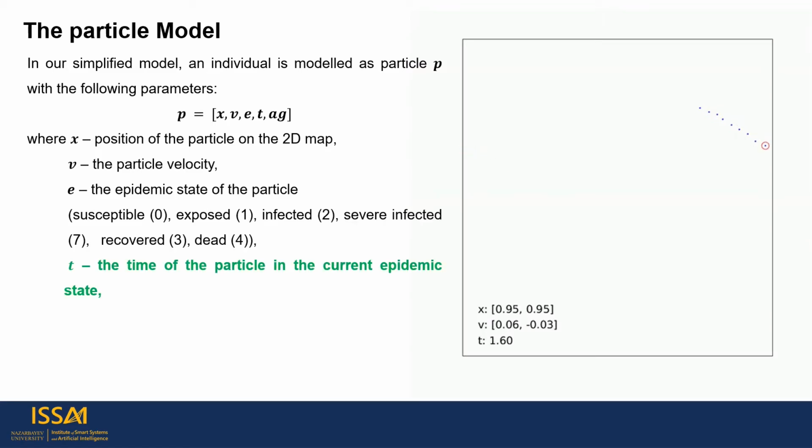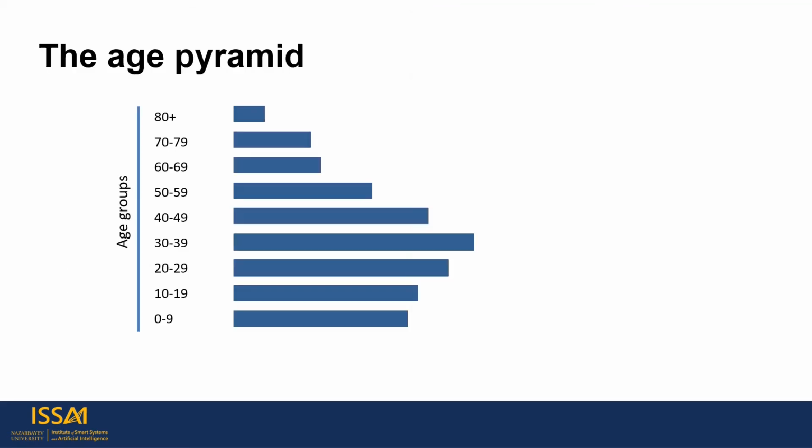The fourth parameter is the duration of how long the particle spends in the current epidemic state. And the last one is the age group of the particle. On this graph, you can see that there are 9 age groups in total. Unfortunately, we know that in reality, certain age groups are at higher risk than others, and age differentiation helps us to incorporate different fatality rates for individuals and make a more realistic analysis.